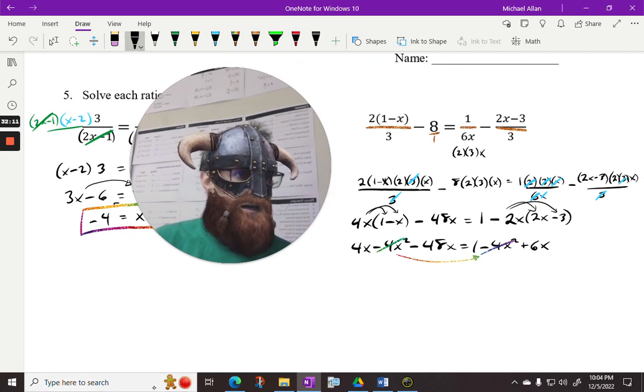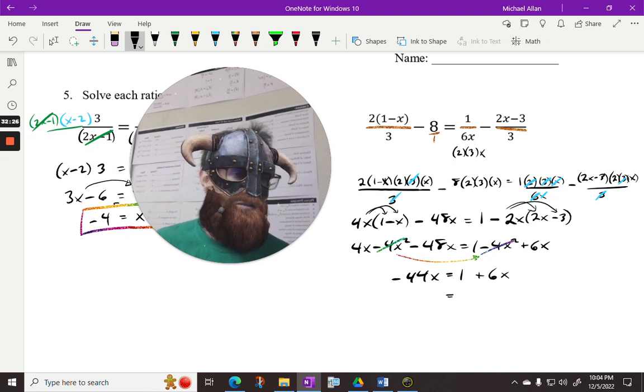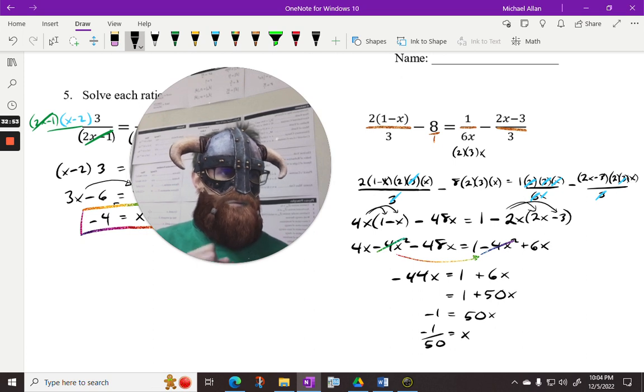Cool. So if I group my like terms together on this side, 4x minus 48x, that's negative 44x on that side. Here we got 1 plus 6x. Okay, so I have to solve for x here. Let's see, I'm going to add over the 44 to this side. 1 plus 50x. And then I'm going to solve for x by minusing the 1. I know it's kind of a strange way to do this. I could have just subtracted over here and divided by 50. But we do get negative 1 over 50 as an answer.